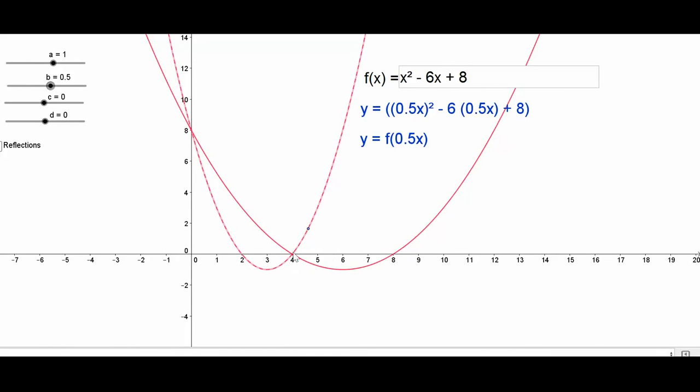2 goes to 4, 4 goes to 8, as we can see. Every point on the curve is twice as far from the y-axis as the point on the original curve. So this point here is transformed to that point here, twice as far from the y-axis, and so on. There's the minimum point.